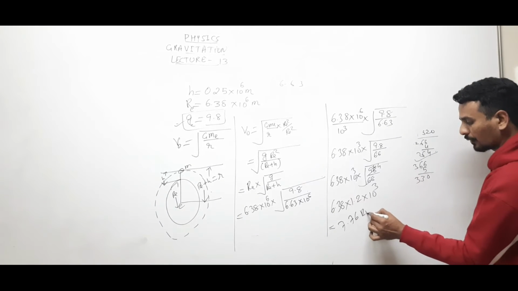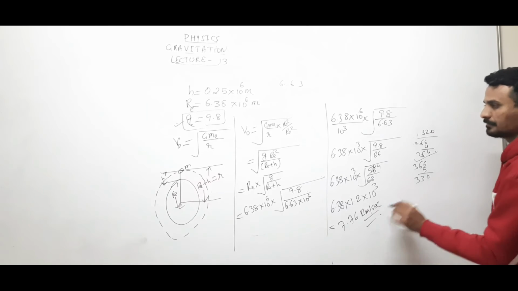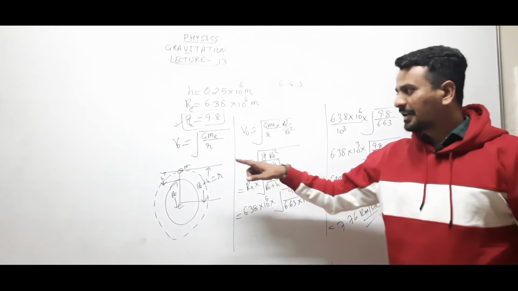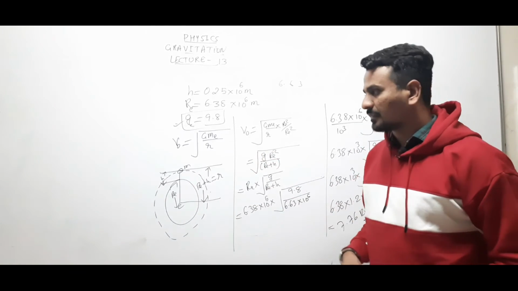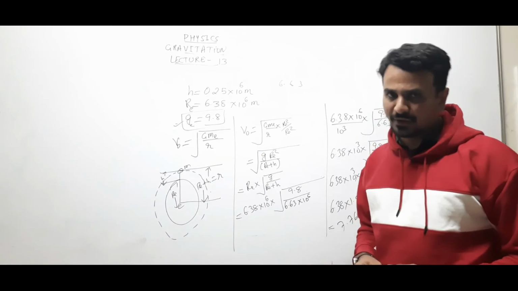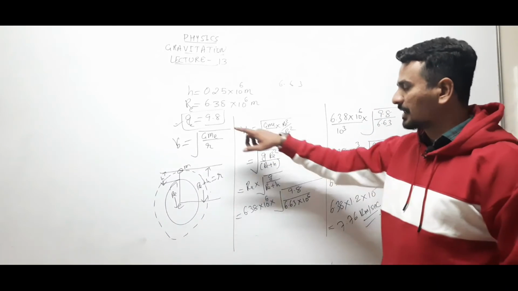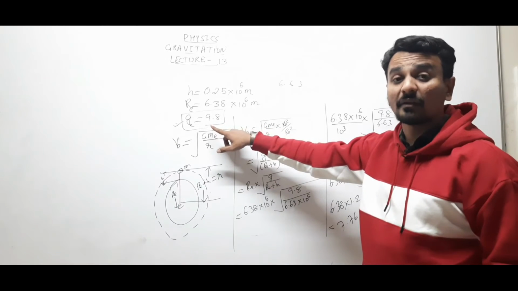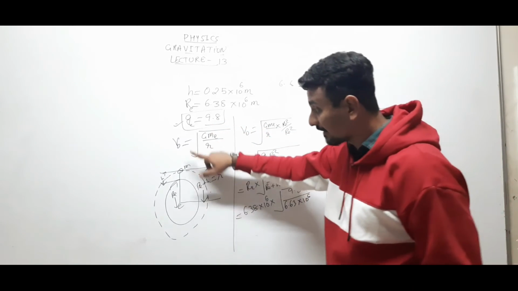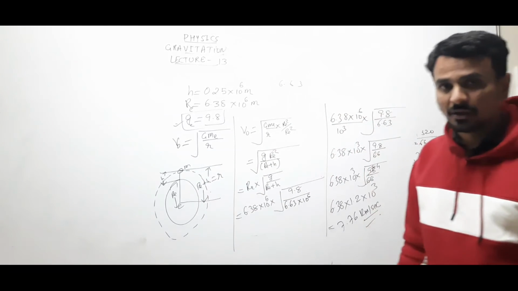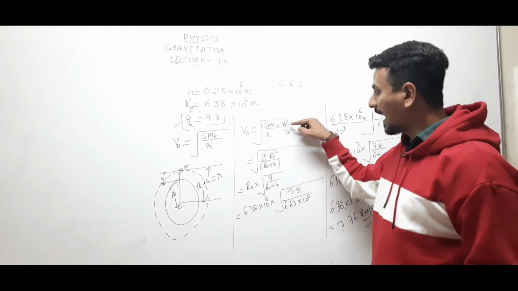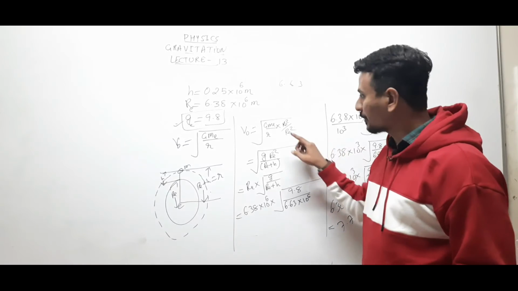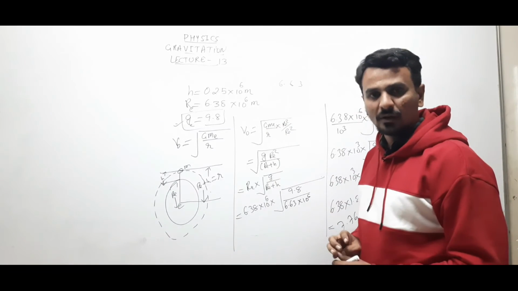See how to solve this once again. Orbital speed is root of GME by r. This is what we already derived in the previous video. Here the value of acceleration due to gravity is given, but that is on the surface of the earth, and the satellite is at a height h. So we have to multiply by RE square and divide by RE square. Then only GME by RE square will be equal to small g.